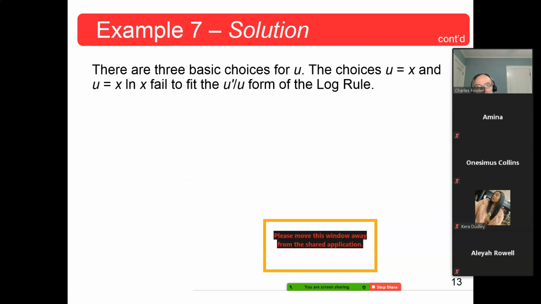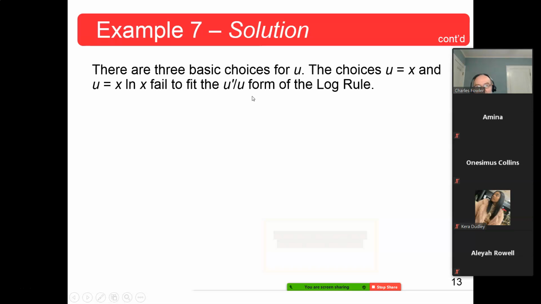There are 3 basic choices for u. One would be u equal x, one would be u equal x log x, and the one that we chose was just log x. Now the first 2 of those fail to meet the u prime over u form for the log rule. If that's how you think of it, fine, go for it.